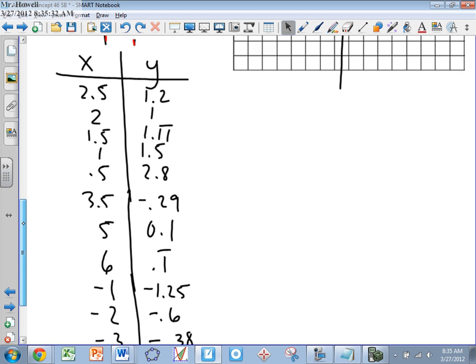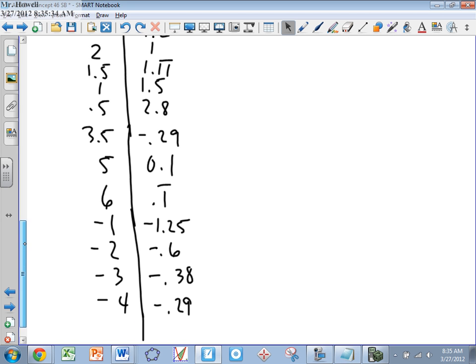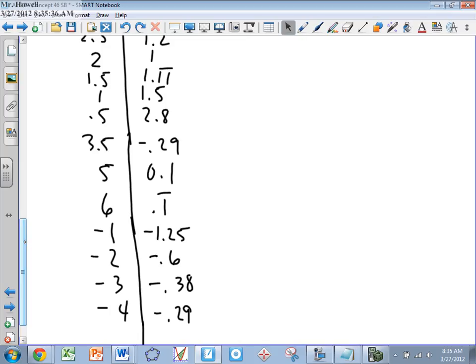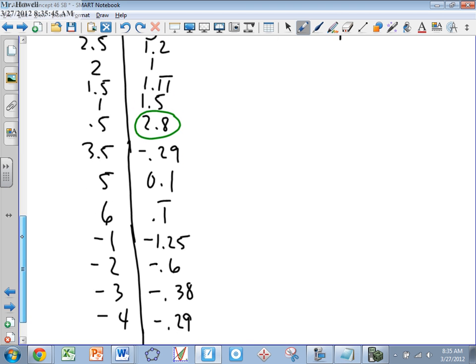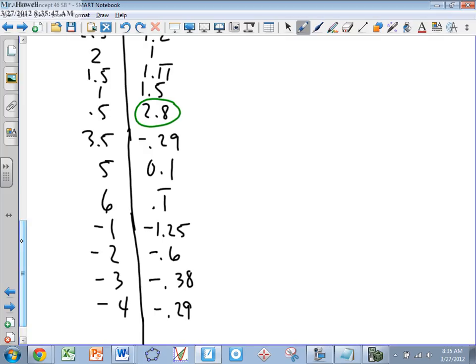What's the biggest y value you see? 2.8. See that right there? 2.8 is the biggest. Where's the smallest y value? Look at the negatives, guys. 0.25. Be careful. Come on. You're missing points. Oh, yeah. No, negative. 0.29. Yeah, I want the smallest value. No, but negative. Smallest means most negative number, guys.